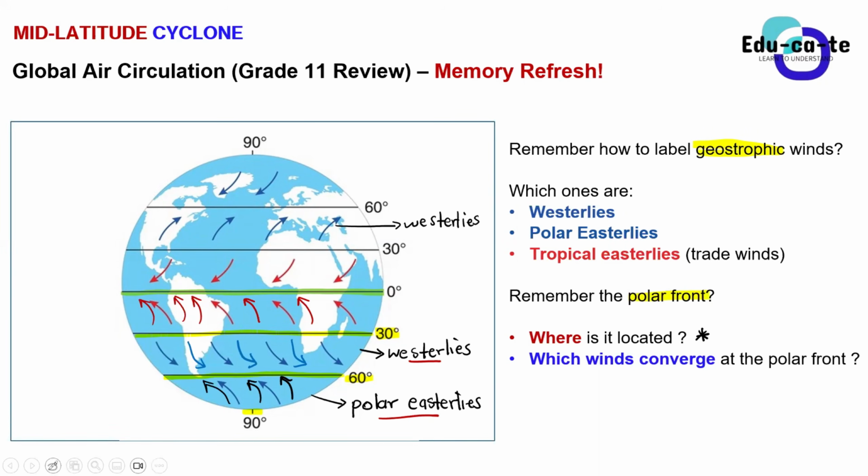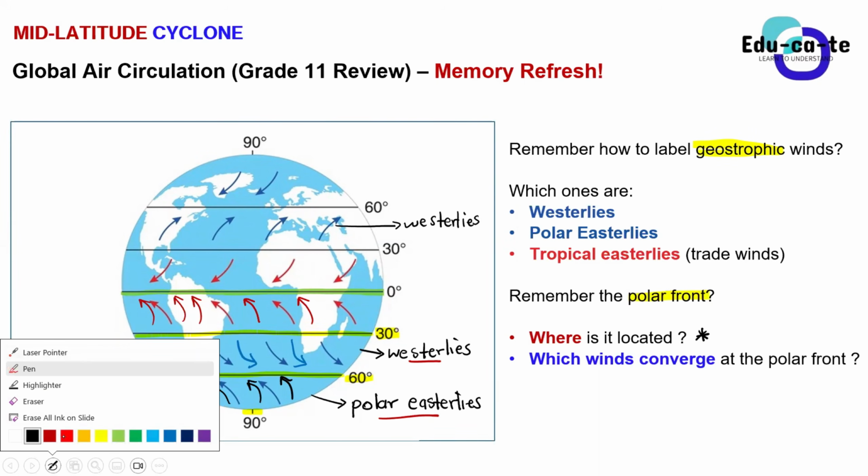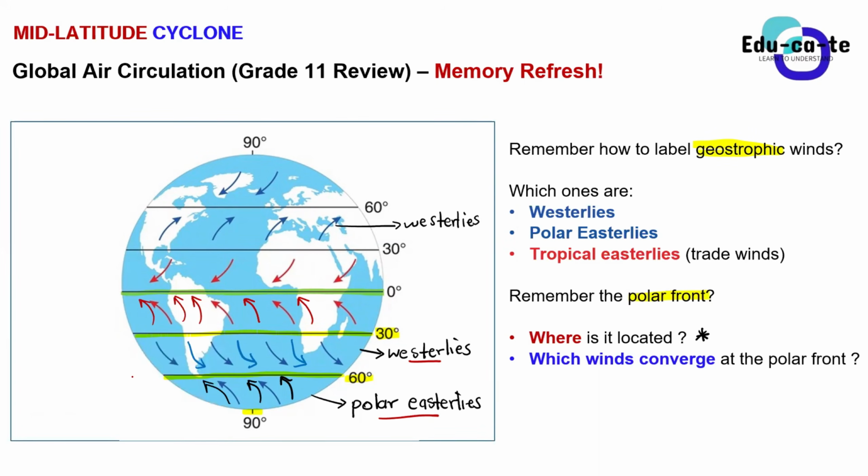So the polar front is a line that is located here. It is a front, right? It is a line that is located here at the 60 degrees line of latitude. So at the 60 degrees line of latitude, we find a line that is known as the what? As the polar front. You guys should remember that as well. It is known as the polar front. You guys come from grade 10 and beyond.